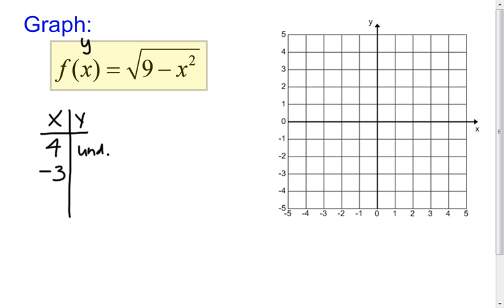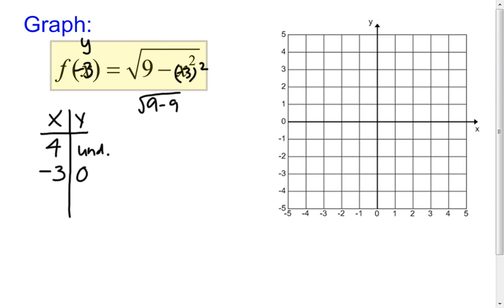Okay? And f of negative 3 would be the square root of 9 minus negative 3 squared. Well, negative 3 squared is 9, so I have the square root of 9 minus 9, and the square root of 9 minus 9 is 0. Now, we know that you can use your tables to help you figure this out.